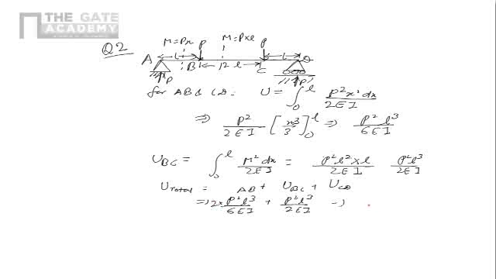So if I solve this, this is 1 upon 3 plus 1 upon 2. Let me check. This becomes P square L cube upon EI into 4 upon 3. So that is the answer.